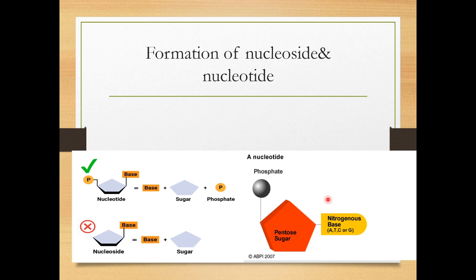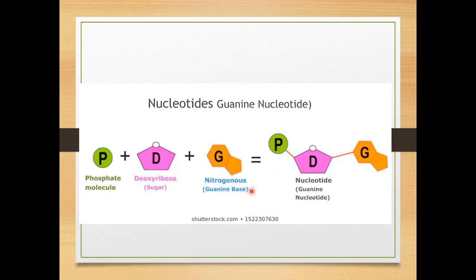So this is the nucleotide: a pentose sugar, a nitrogenous base, which may be adenine, thymine, cytosine, or guanine in the DNA case, and there is a phosphate group added. Let's look at more details. So this is once again the representation of nucleotides.